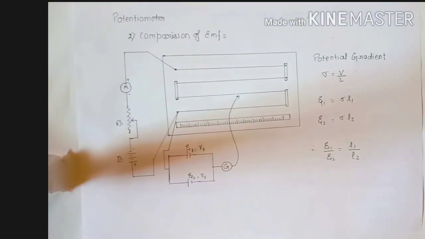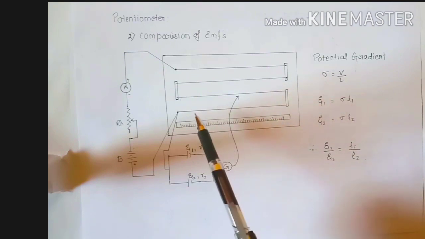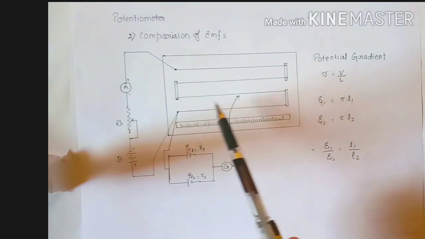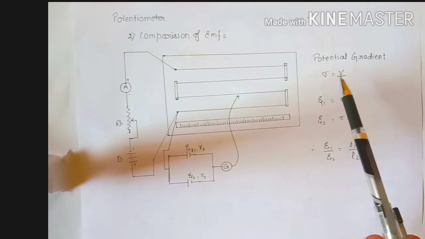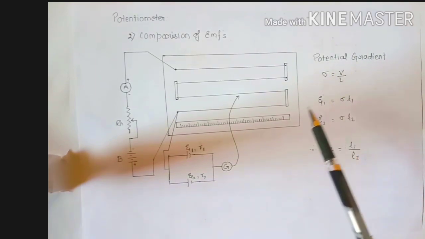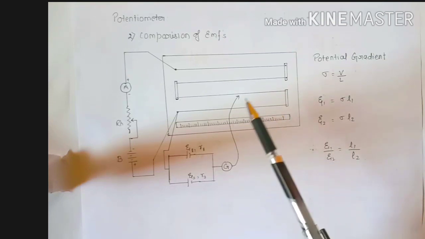The second application is to compare the EMF. Again the same circuit. Source B is connected across the potentiometer to develop the potential gradient. So the potential gradient is given by potential drop per unit length. If you first connect source E1, it will be balanced at some distance L1.